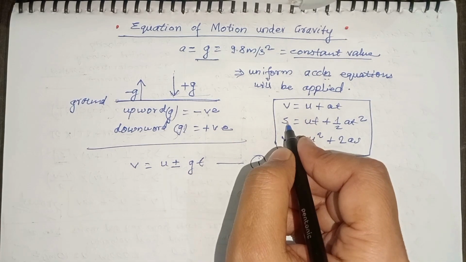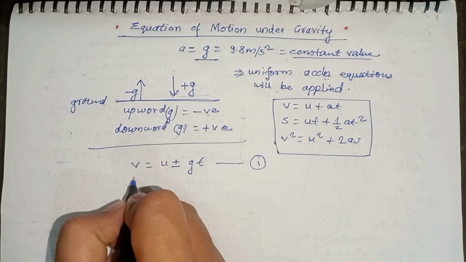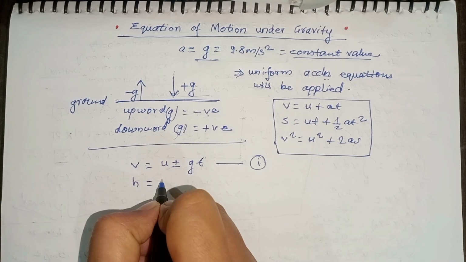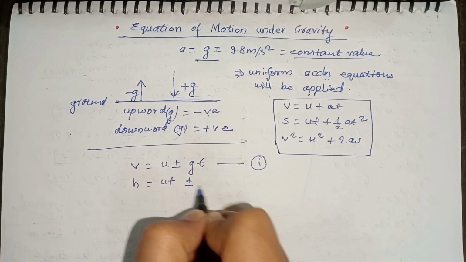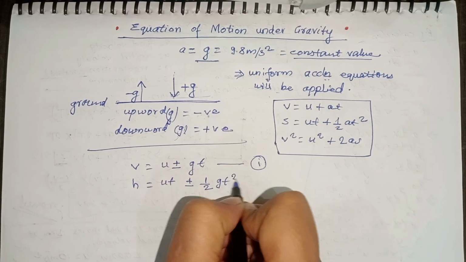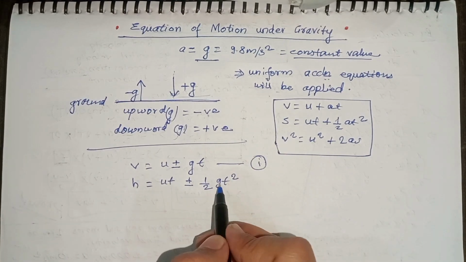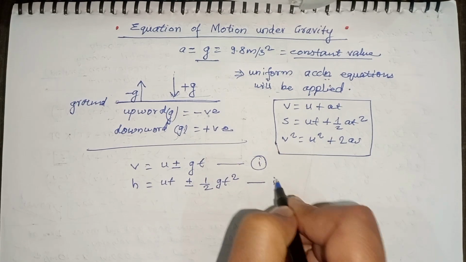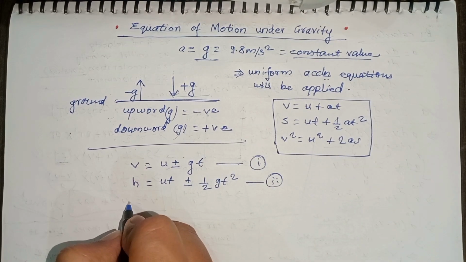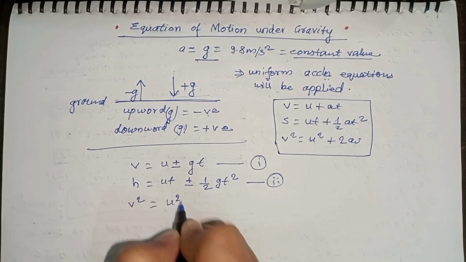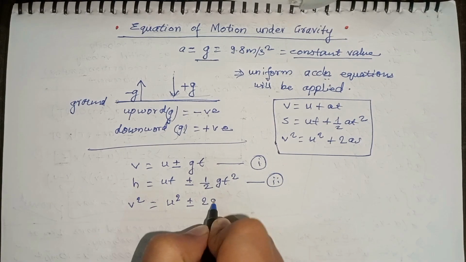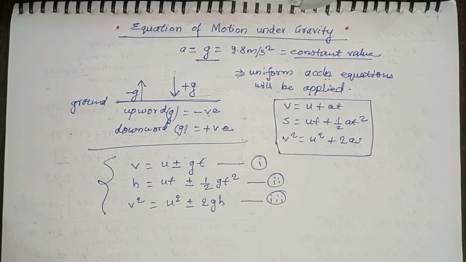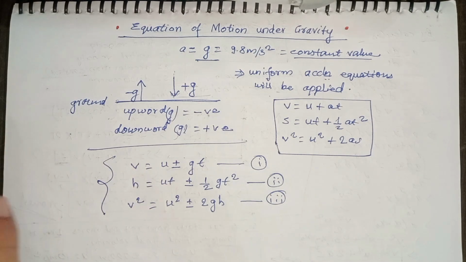The second equation is what? S, we can also say h. H means height, s or h, the same thing, equals ut plus or minus half gt square. Before g, the plus or minus sign is used. This is the second equation. And the third equation is v square equals u square plus or minus 2gh. So these are the equations of motion under gravity.